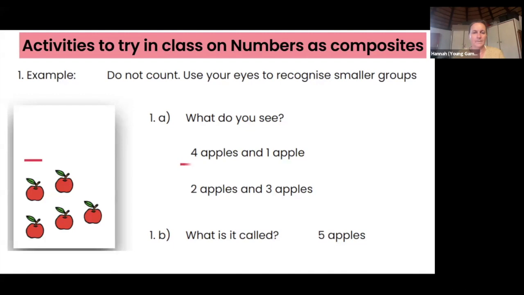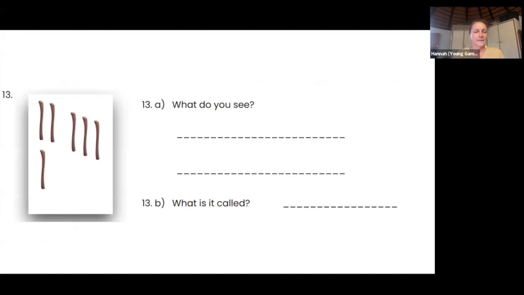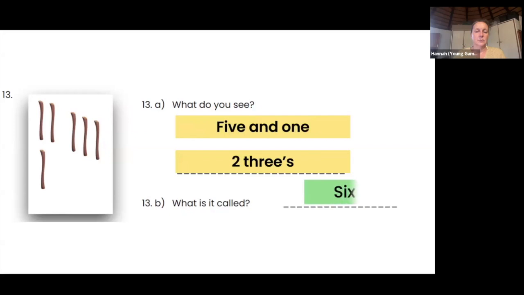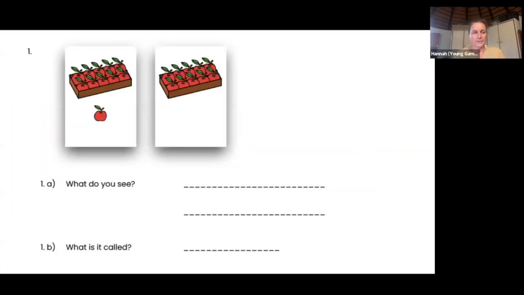We're not asking how many. There's the 4 and the 1 and the 2 and the 3. We leave the 2 lines, 2 different ways of saying what you see. You might see 2 and 3 and 1 because it's a natural grouping. You might also see 3 and 3. Some children may say they see 2 3s, some may see 2 and 1 and 3, all correct. It's called 6. So we're getting the kids as well to understand the difference between what I see and what it's called. A number is not just a count. A number can also be made up of descriptions of smaller numbers.